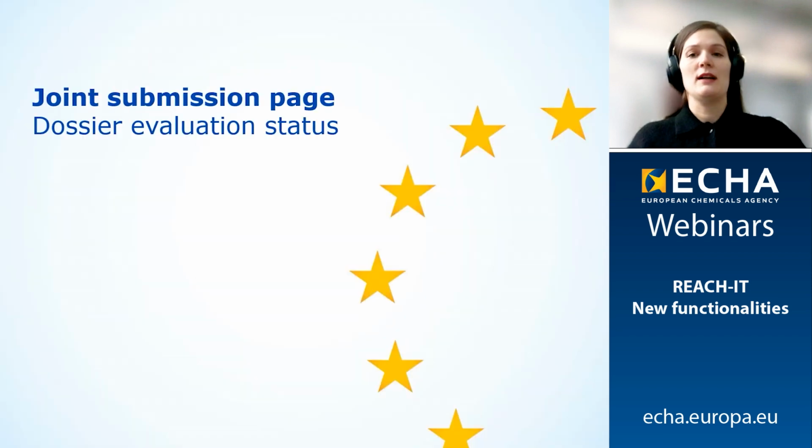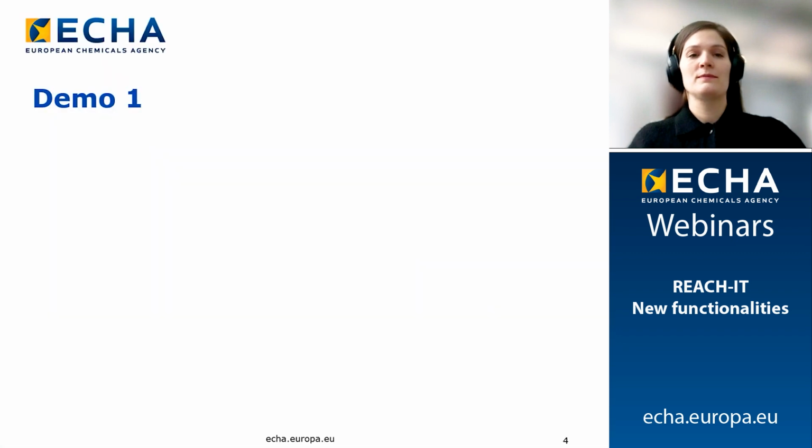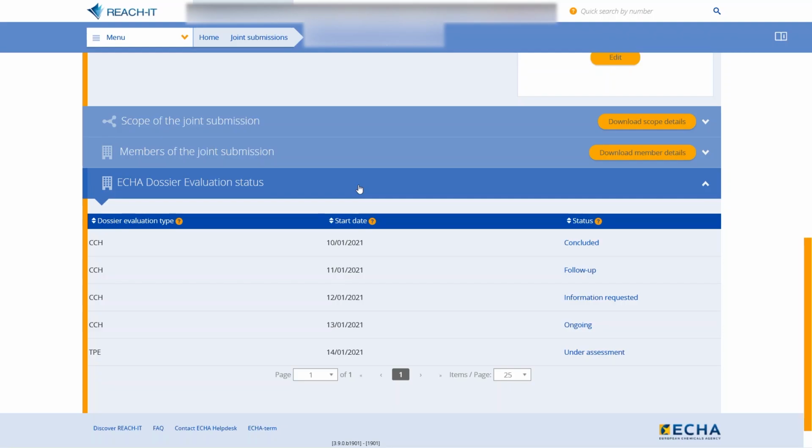Let's begin with the ECHA dossier evaluation status section. I opened one of the joint submissions I belong to, and now I am at the bottom of the joint submission overview page, where also the scope and the members of the joint submission can be checked.